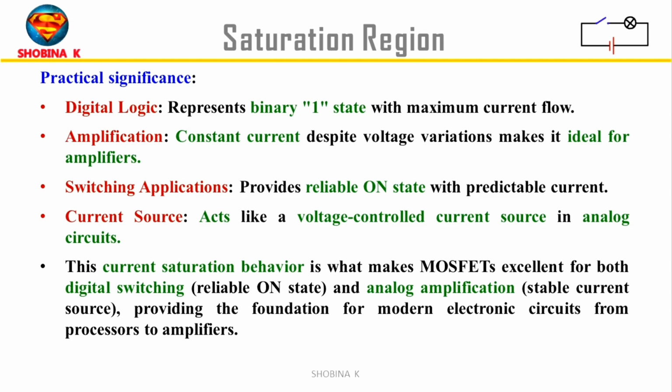So in saturation region, the MOSFET gives stable, predictable current. That's why it is useful in both digital circuits and analog circuits. In digital circuits, it is used as a switch. In analog circuits, it is used as an amplifier or current source. So from microprocessor to amplifiers, the MOSFET really shines.